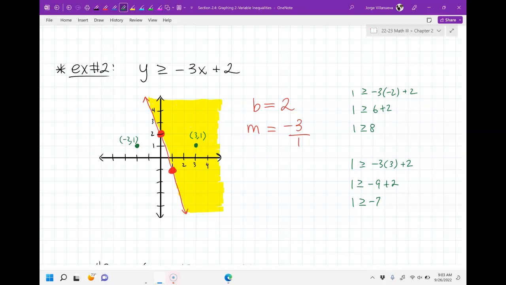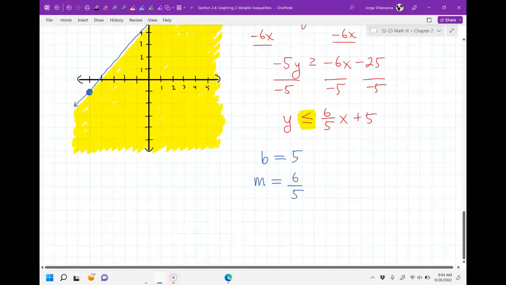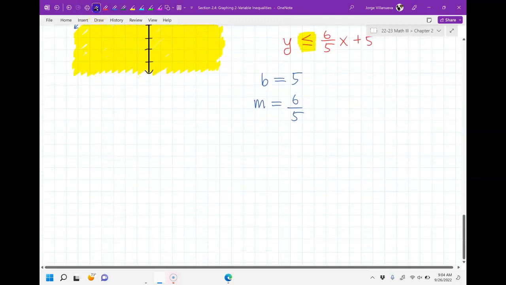Okay? So sometimes they ask you, is this point a solution to this problem? What they're asking you is whether the point they give you is inside of the shaded region. So that's going to be the last example I give you guys today. It doesn't require any graphing. Example number 4.